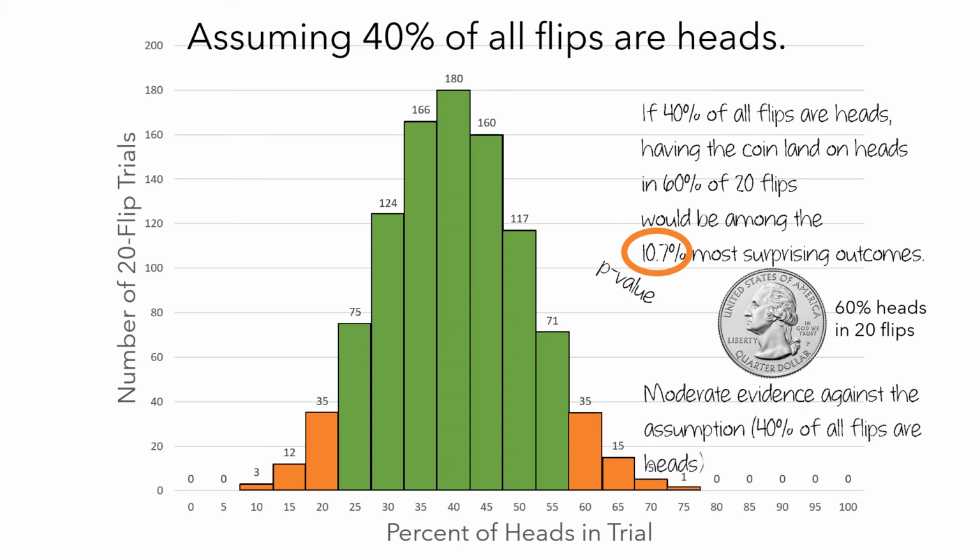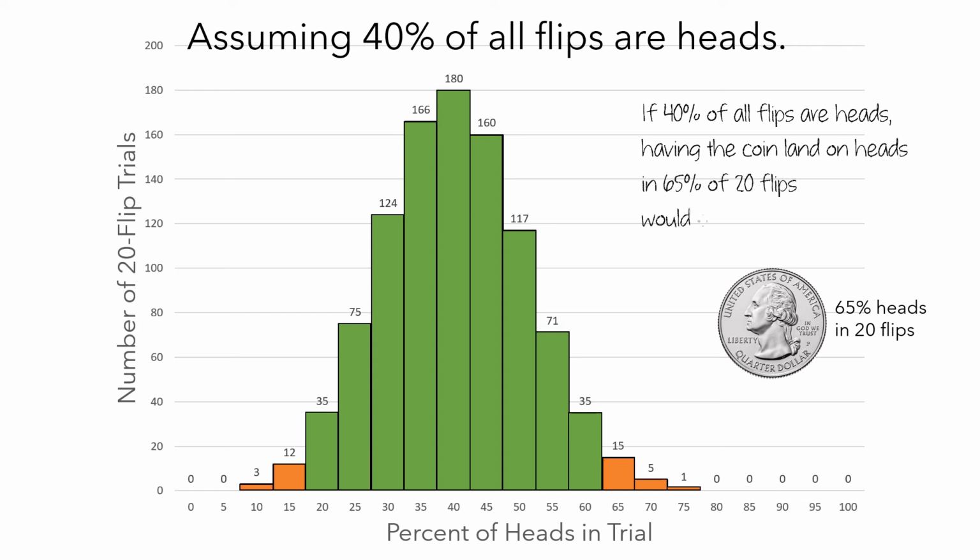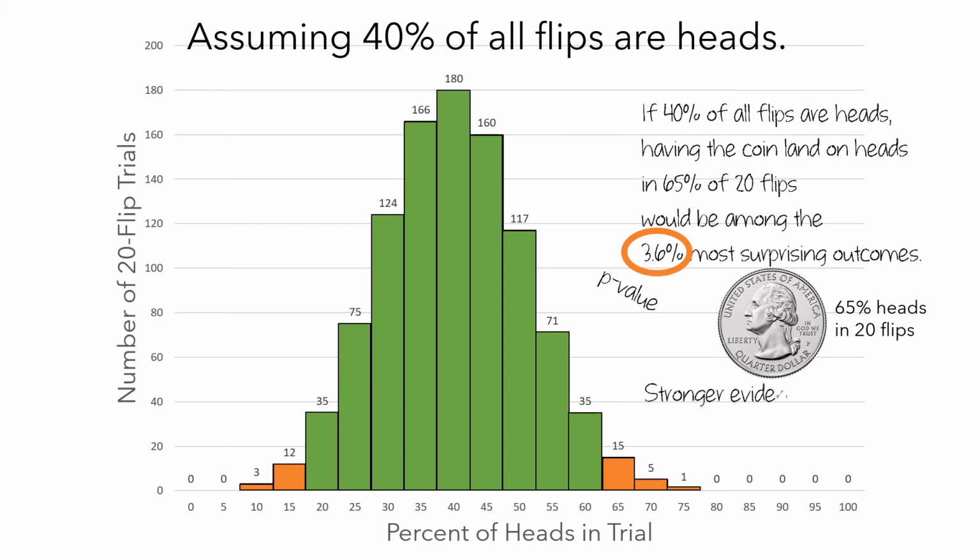And now, what if instead of 60% heads in 20 flips, we had gotten 65% heads? Then, if 40% of all flips are heads, having the coin land on heads in 65% of 20 flips would be among the 3.6% most surprising outcomes. Now, the p-value is 3.6%, and this low probability is stronger evidence against the assumption that 40% of all flips are heads. It doesn't prove that the assumption is incorrect, but it's stronger evidence because if the assumption was correct, then the observed result would be more surprising.